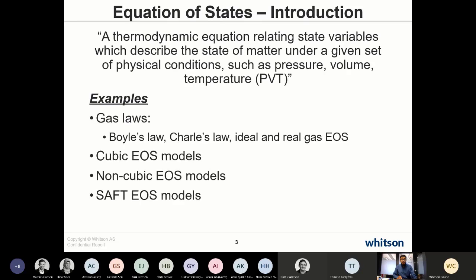So as an introduction, these are just the book definition of equation of state. The examples are the gas laws, as I said. These are the simplest equations of state. You have the cubic equation of state models that we generally use, Peng-Robinson and SRK. Those are our cubic equations of state. And then we also have some non-cubic EOS or soft EOS models that are not discussed in this course.